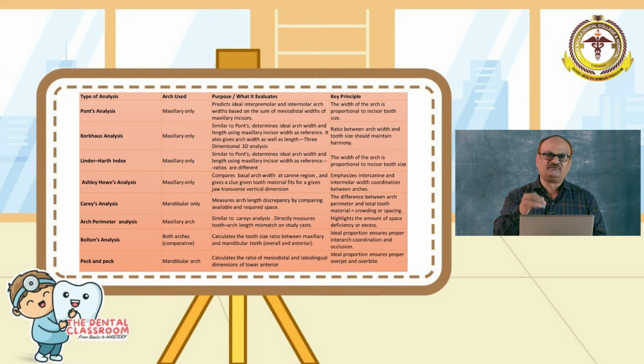Not only that, within the maxillary and mandibular arch, it shows where the discrepancy is, whether in the anterior or posterior arch. And the Peck and Peck index is based on the mandibular lower anterior teeth. It gives you how much tooth reduction can be done in the lower arch to maintain normal overjet and overbite. This is all about your permanent model analysis.